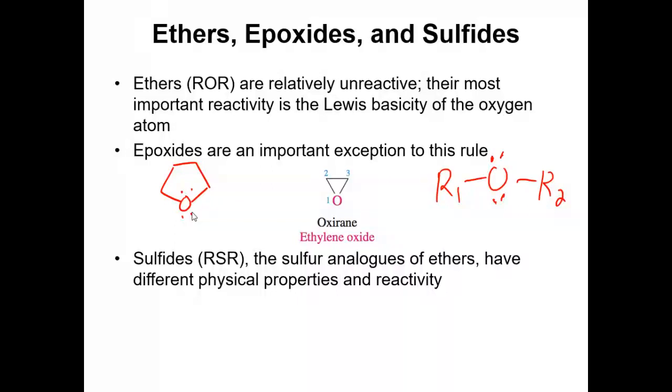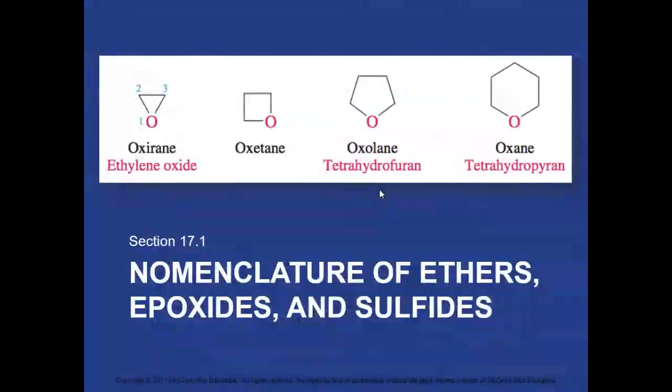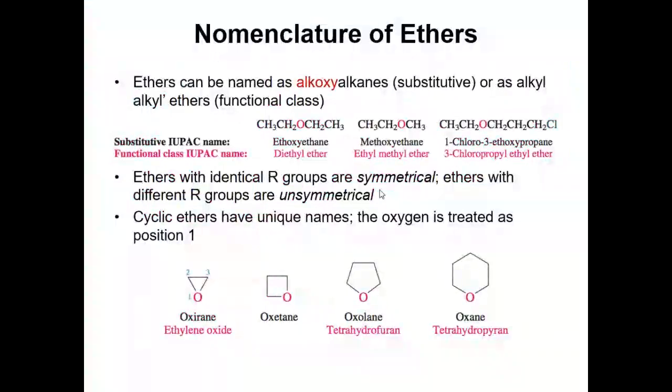Anyway, we're going to talk about the reactions. Mostly we're going to look at a lot of reactions of epoxide, but I hope you know that angle strain. Sulfide is a sulfur analog of ethers. They have different physical properties. So nomenclature first. We're going to basically look at the naming of regular ethers, cycloethers. Forget about it. I'm not asking you to memorize.